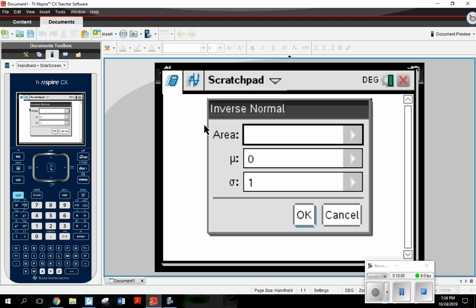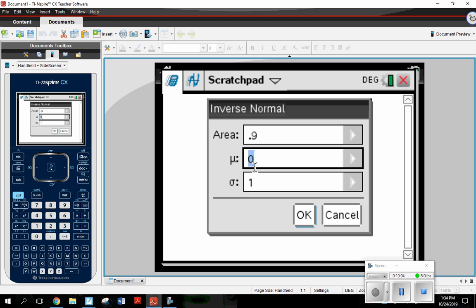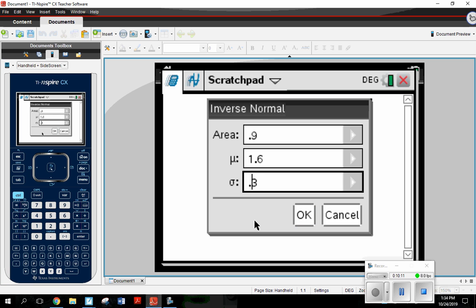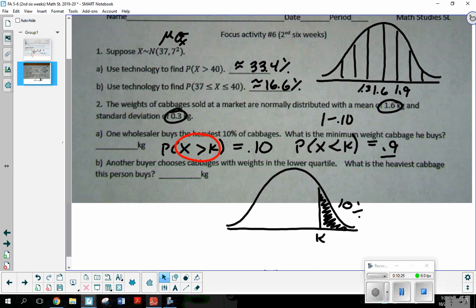So the area we were provided was 0.9. We had, what was it, 1.6? 1.6, and then a standard deviation of 0.3. Okay. So as soon as I click OK, let's say about 1.98 kilograms. Okay, so that is the lowest weight that this vendor is willing to buy, 1.98 kilograms.